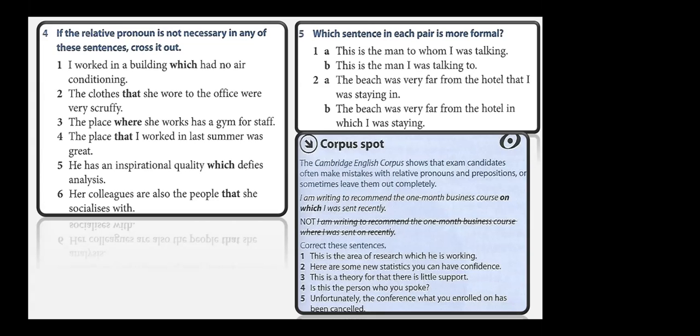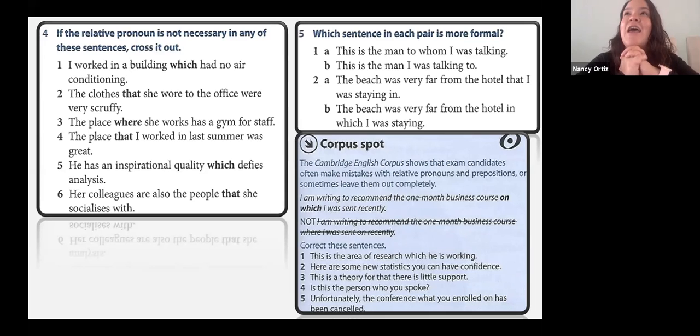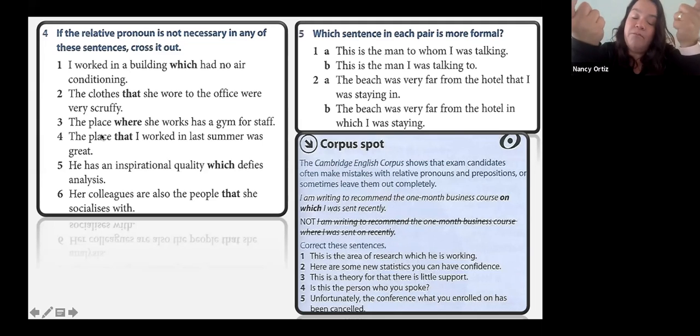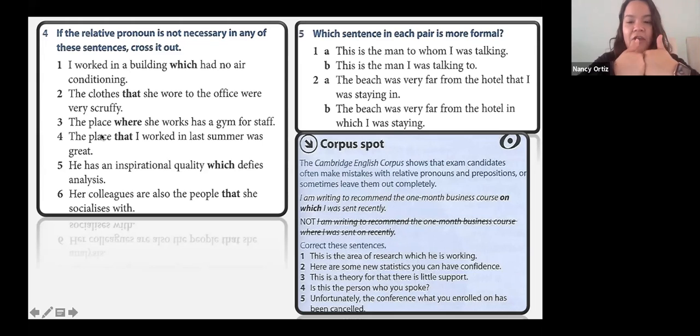Unfortunately, the conference which you are enrolled in has been canceled. Yes, okay. I would say that speaking, I understand you, because I know you lived for so many years in the US, and spoken English and written English sometimes, or most of the times, are different. I understand your sentence. It's completely fine for speaking English.